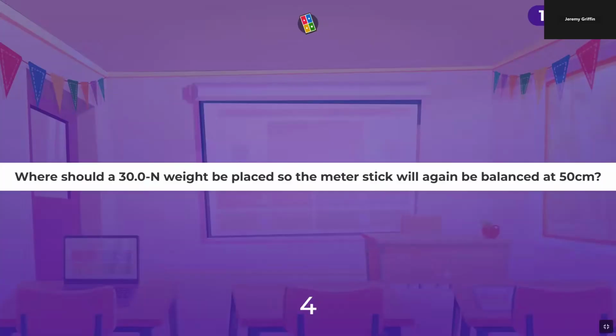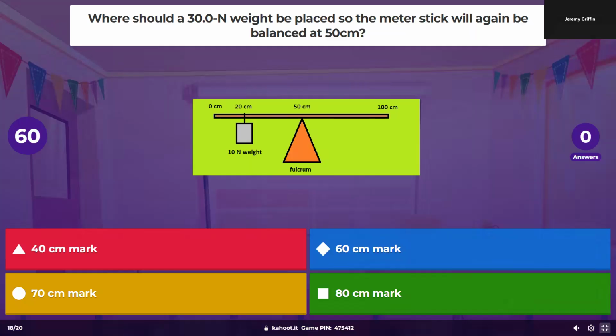Where should a 30 Newton weight be placed so that the meter stick will be balanced at the 50 centimeter mark? Sounds like a lab you guys just did. So here's a 10 Newton weight. Is the 10 Newton weight 30 centimeters from the center? So where would you put a 30 Newton weight to balance that out?